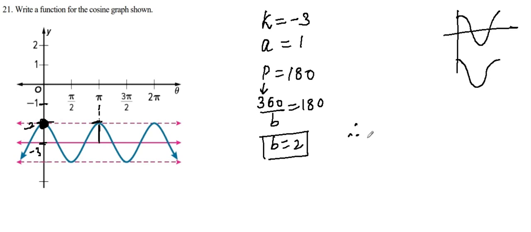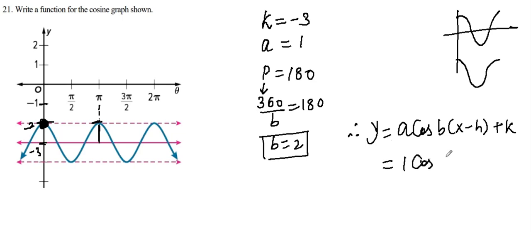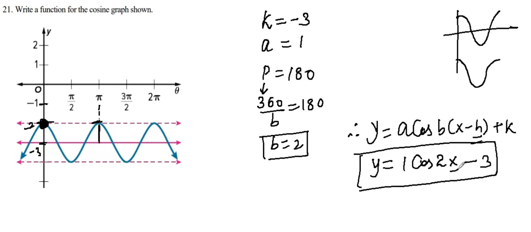So the equation is y is equal to a cosine b x minus h plus k. There is no phase shift in this. So a is 1, cosine b is 2, x, no h is there, h is 0, and k is minus 3. So this is your answer of this question, where x represents the theta angle. Similarly, you can do question number 22.